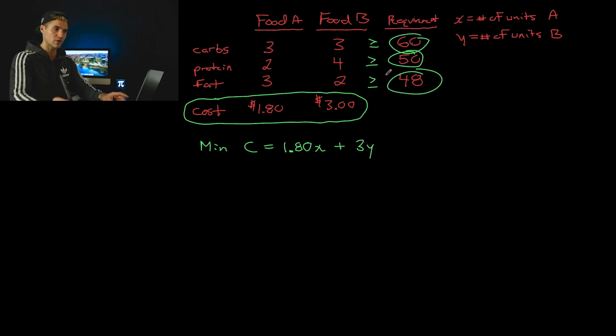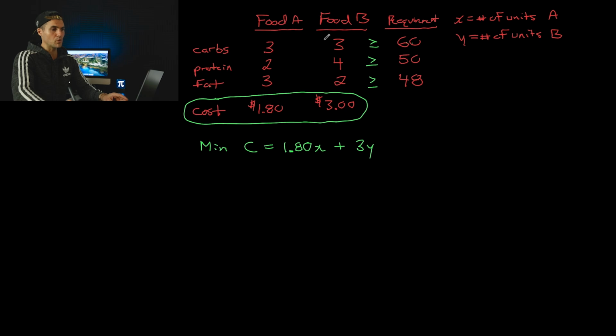So this is where the wording is super important. If they were saying it's at most, then it would be less than or equal to, right? But they're saying at least, so that's the minimum that we have to get. So it has to be greater than or equal to 60, etc., etc.